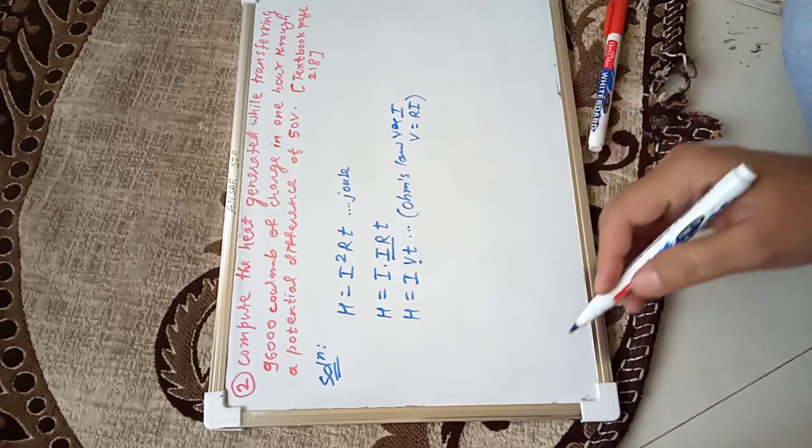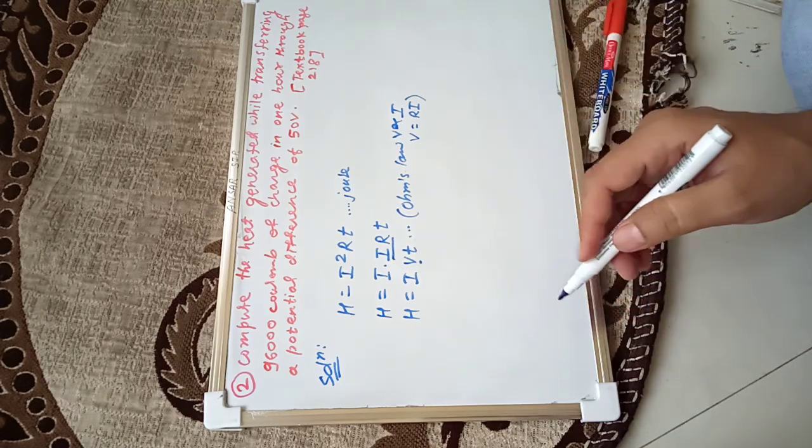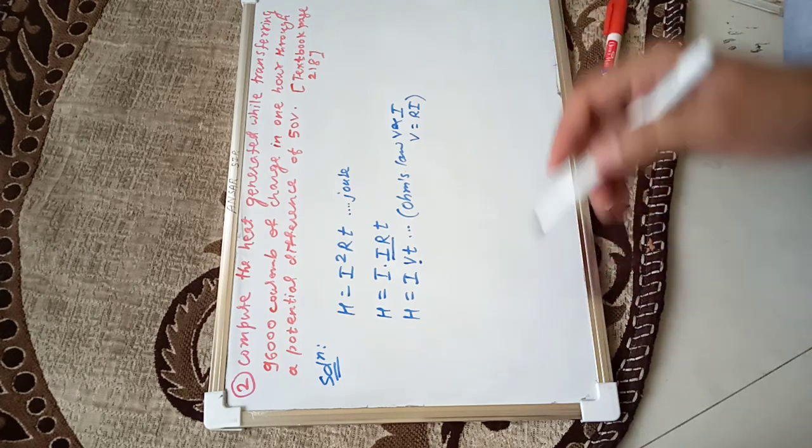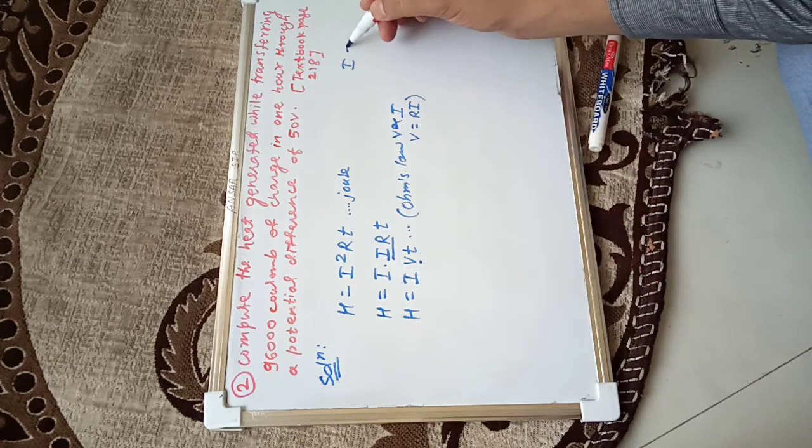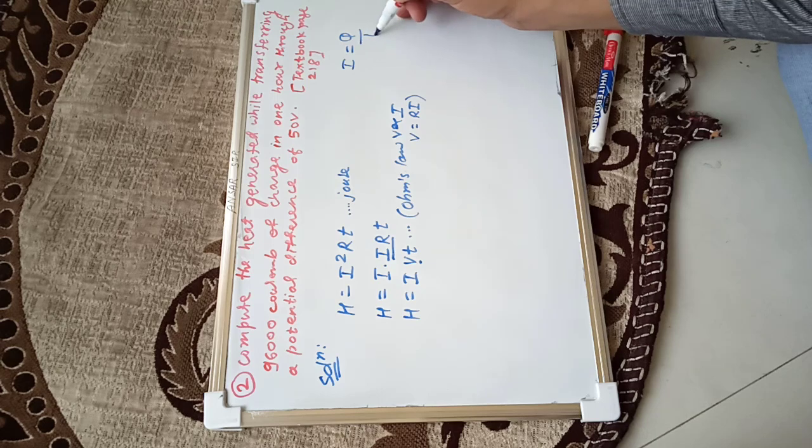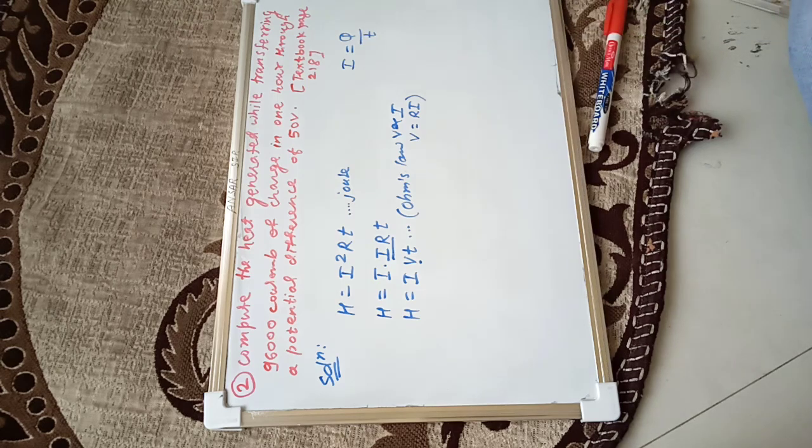Okay, you know it. So current, what is the definition of current? Electric current I is defined as the ratio of charge to time. Electric current is the ratio of charge upon time. So what is electric current? The rate of flow of charge.